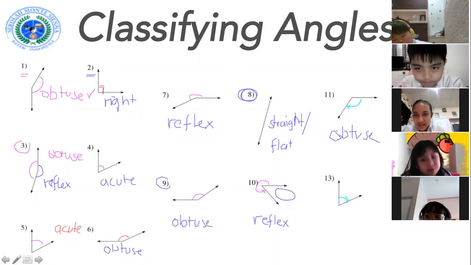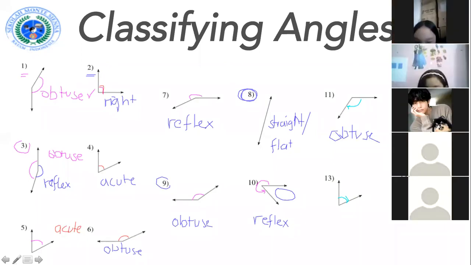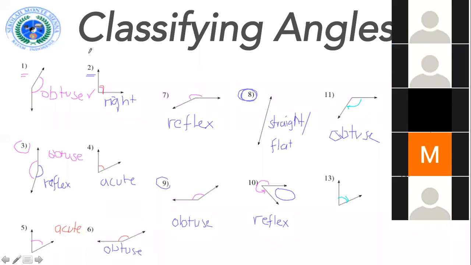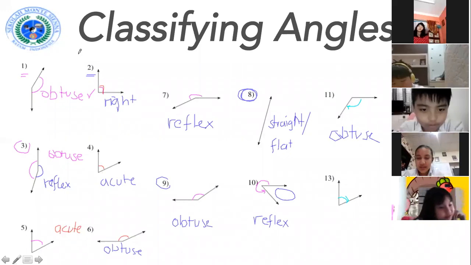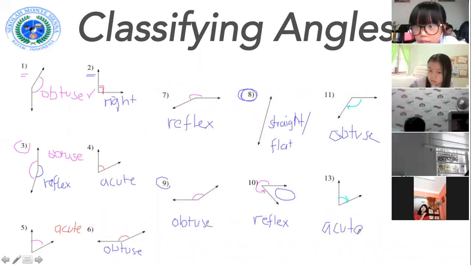Number 13, who wants to try? Clarissa? Acute. I want you to look at the spelling of obtuse. It's letter S, not letter C.